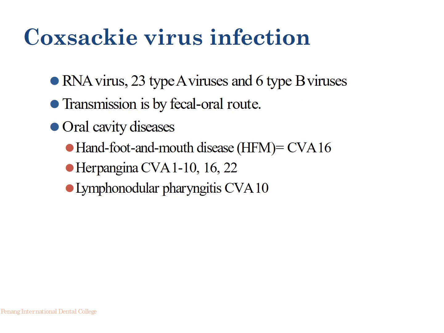Moving on to Coxsackie infection. This is an RNA virus. There are 23 types of type A and 6 types of type B virus. Transmission is by the fecal-oral route. In the oral cavity, the Coxsackie virus manifests as hand, foot and mouth disease, which is very common in the tropics, or herpangina, or lymphonodular pharyngitis.